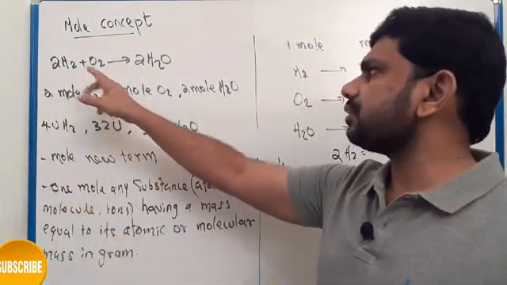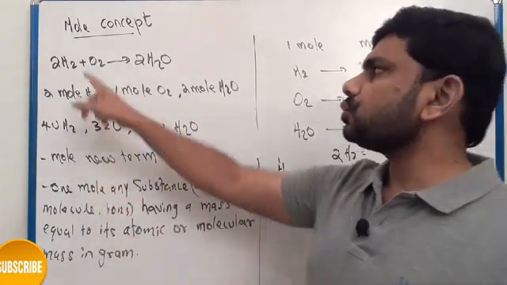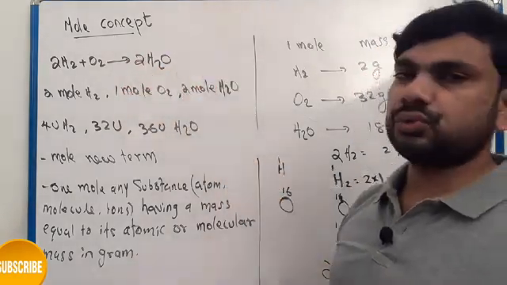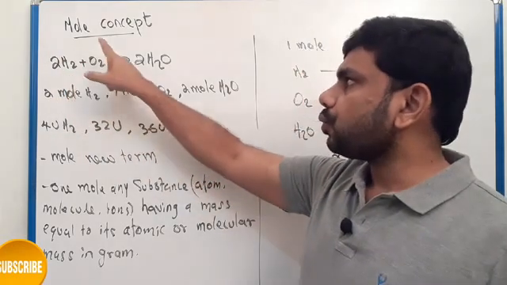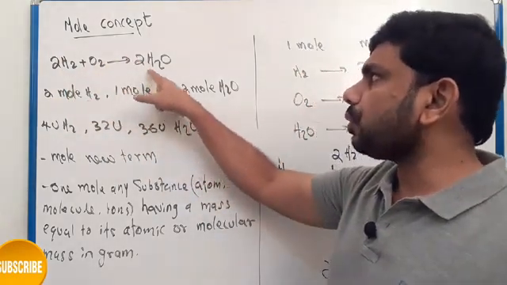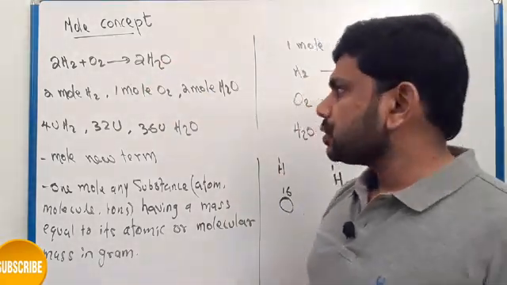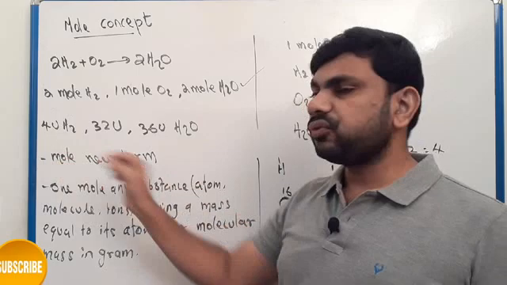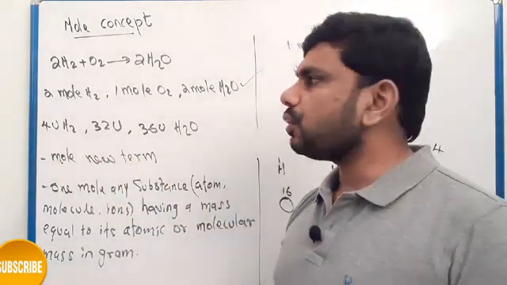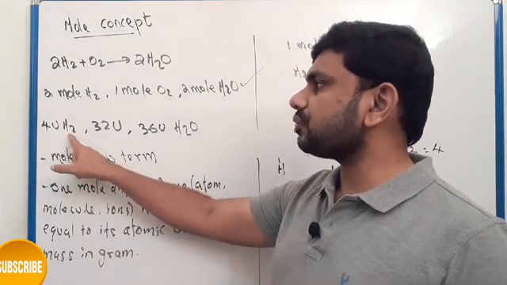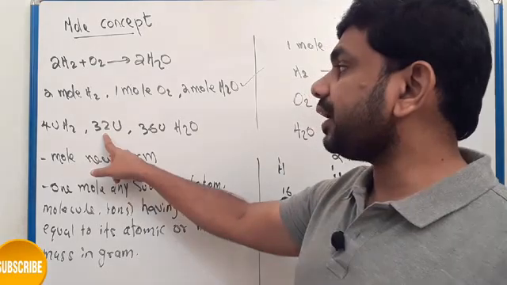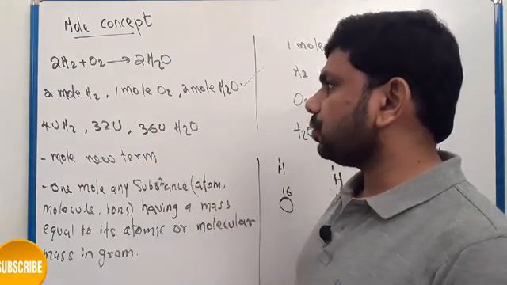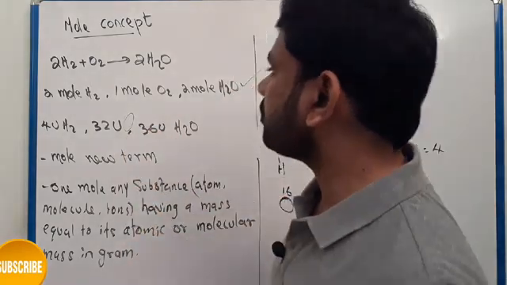Okay, so from this balanced equation 2H2 plus O2 giving 2H2O, 2 moles of hydrogen reacted with 1 mole of oxygen to form 2 moles of H2O. Clear? After that, look here, next line, 4U. 4U means unified mass. So 4 unified mass of hydrogen reacted with 32 unified mass of oxygen to form 36 unified mass of H2O. Here it is 32 unified mass of oxygen.